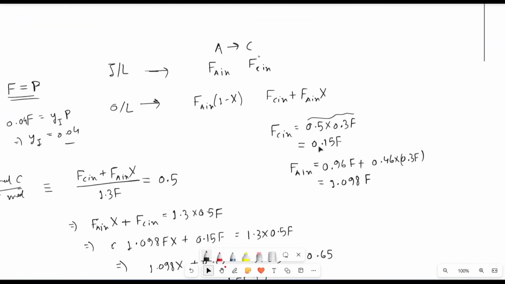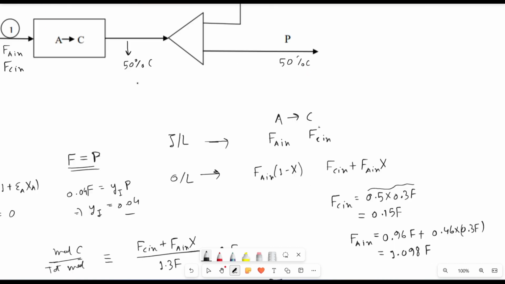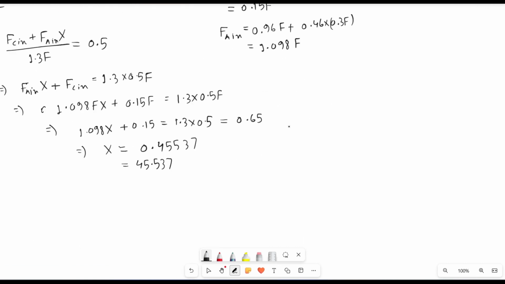So the answer is not there. This answer should not be in percentage, it should be in fraction. So the answer should be written as this one, not this one, in GATE exam. This one is wrong. This one should be written because it is asking in fraction only, not in percentage.